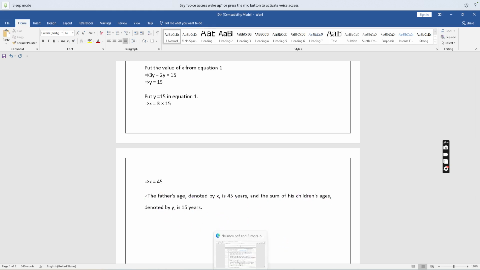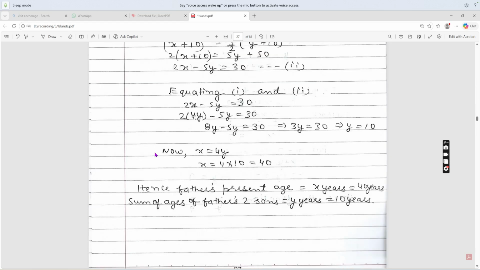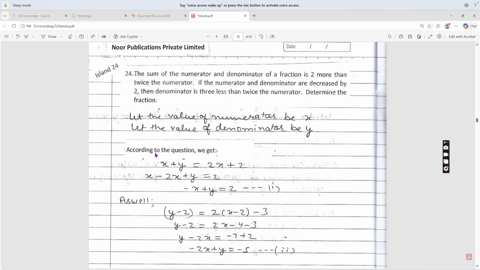That's it. Now we again come back to our island journey. Okay, next. The sum of the numerator and denominator of a fraction is 2 more than twice the numerator. Oh my god, it's looking amazing. First of all, just do one thing. Let the value of numerator be x and let the value of denominator be y. Now, according to the question, it is not given. If we write x upon y, it will give us no value because the ratio is not given, and the value of x upon y is usually given in every one of these types of questions. But this question is a little different.